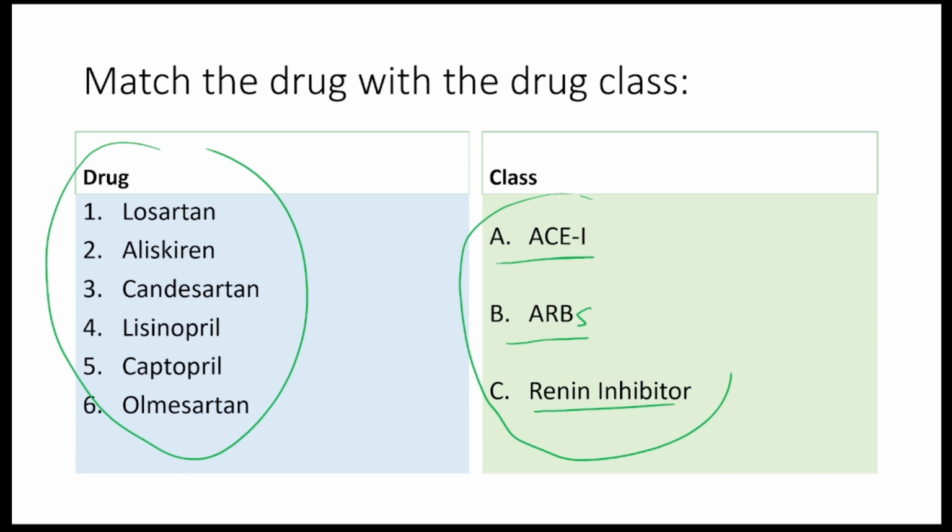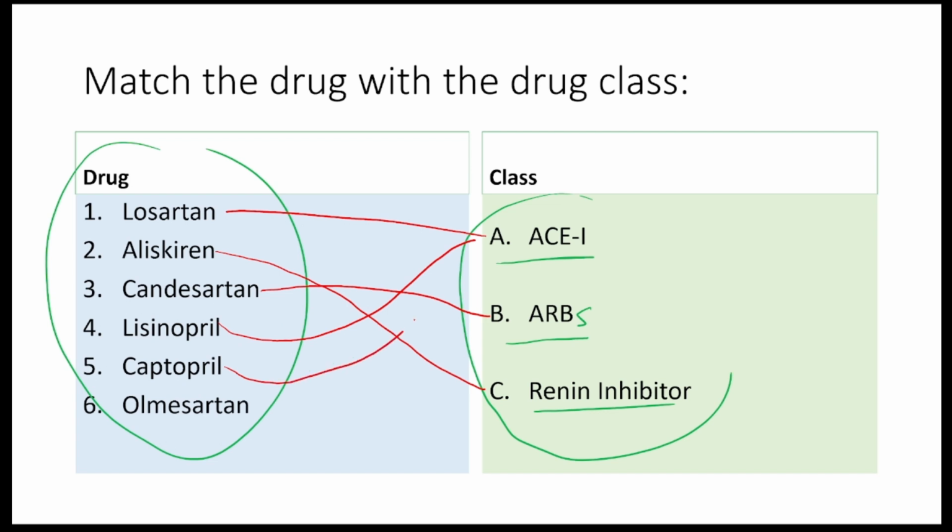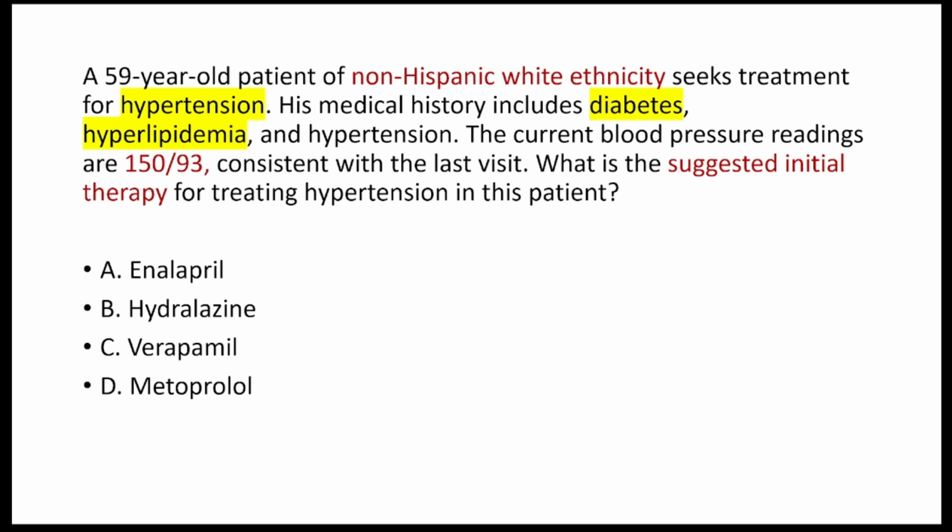Okay, if you said losartan is like an ACE inhibitor, you are incorrect. Aliskiren. What do you think about Aliskiren? If you said renin inhibitor, you are correct. Candesartan, ARBs. Lisinopril, ACE. Captopril, ACE. Candesartan, ARBs. Okay, so this is the situation here, how to select the correct one, and here we need to remember the category or classification of medication already covered in our lecture.